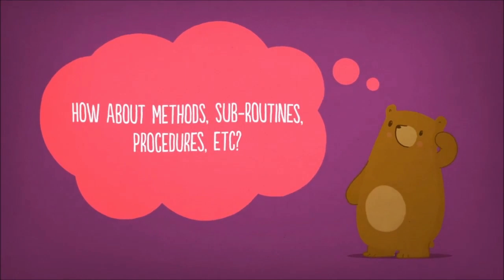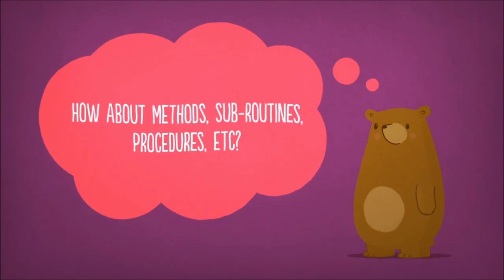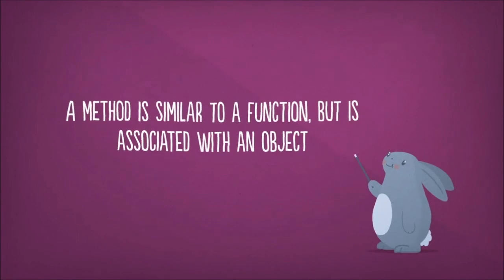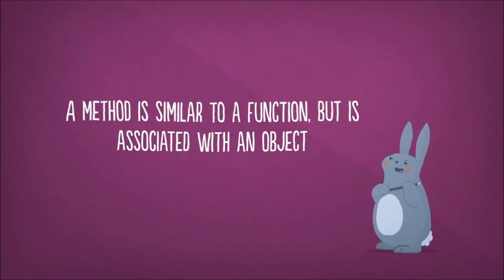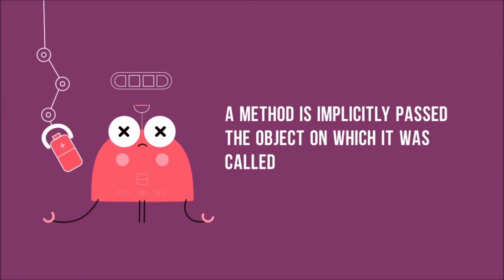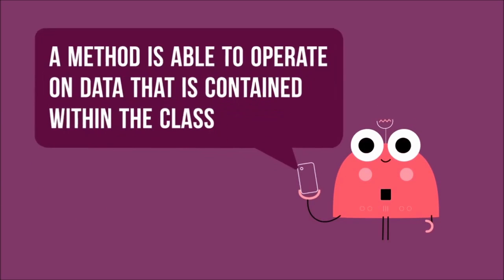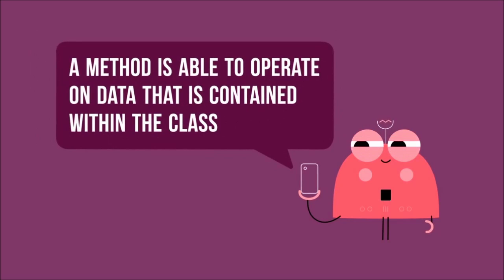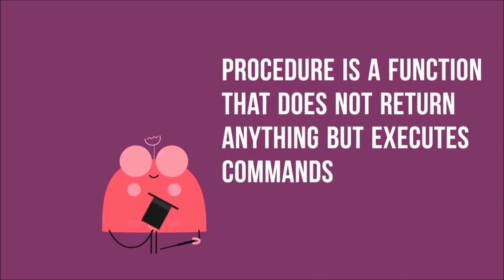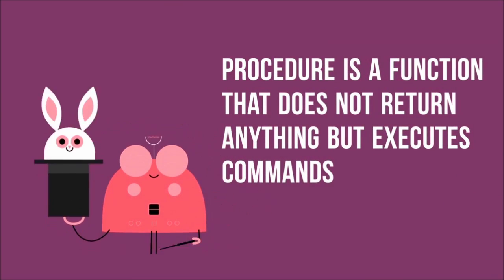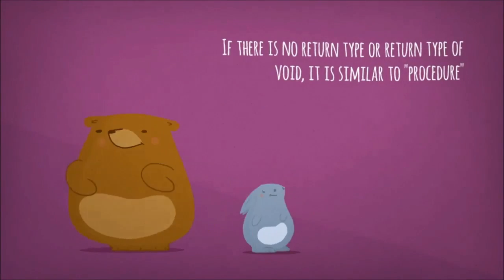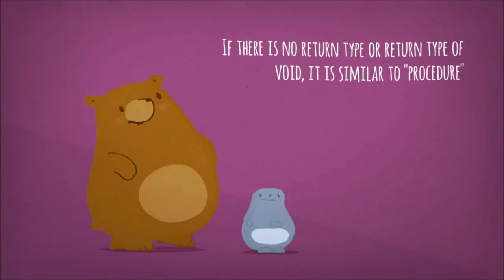Now, you probably have heard about methods, procedures, and subroutines. What are those? Methods are similar to functions, but they are associated with objects. It is implicitly passed the object on which it was called, like self in Python or this in Java. In addition, they usually have access to instance variables of the object on which it was called. In some languages like Pascal, there's a distinction between procedure and function. Procedure is just a function that only does an action and does not return anything.